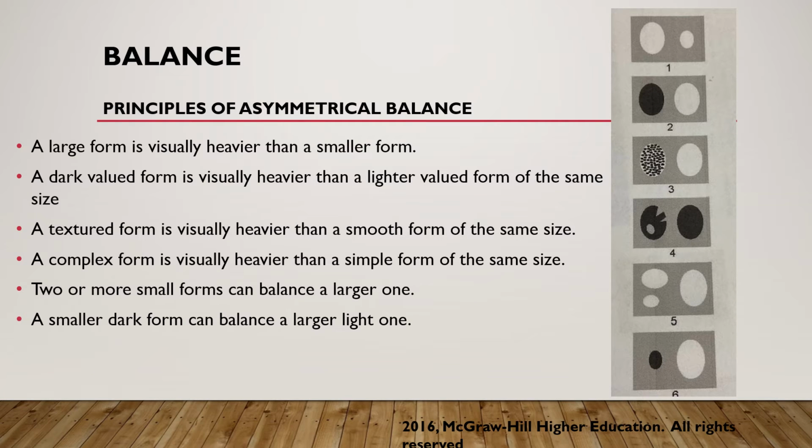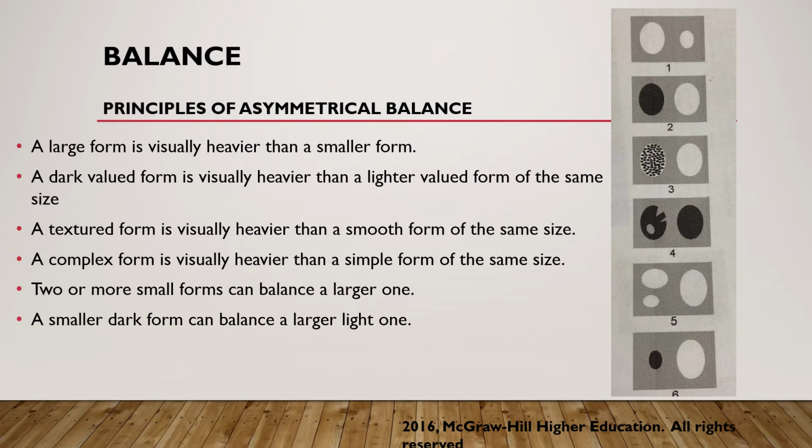So here we have a little chart of the principles of asymmetrical balance. And remember, asymmetrical is when it's not the same from side to side. Number one, a large form is visually heavier than a smaller form. Number two, a dark value form is visually heavier than a lighter value form of the same size. Number three, a textured form is visually heavier than a smooth form of the same size. Number four, a complex form is visually heavier than a simple form of the same size.